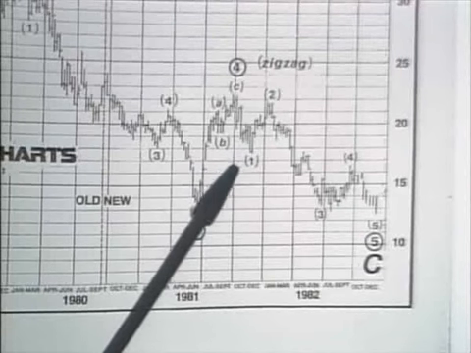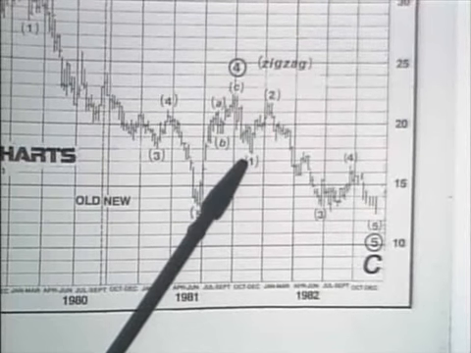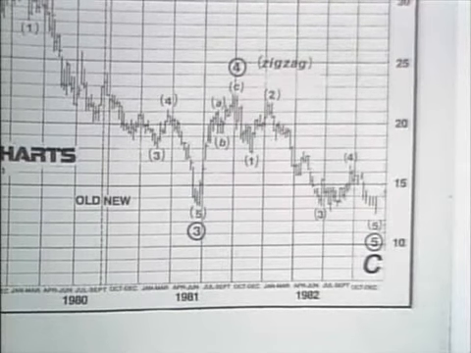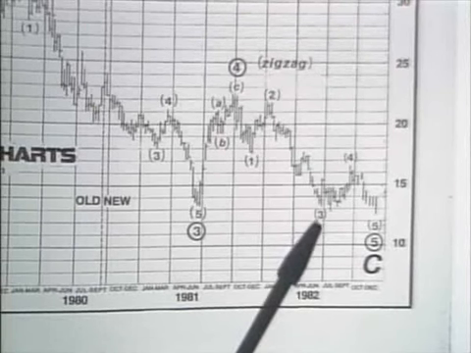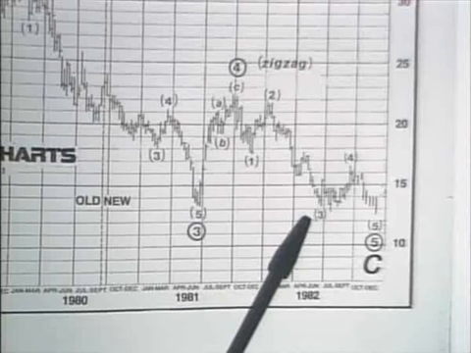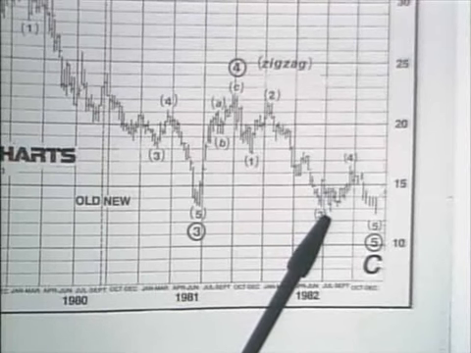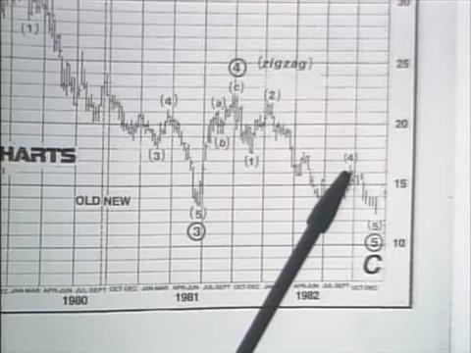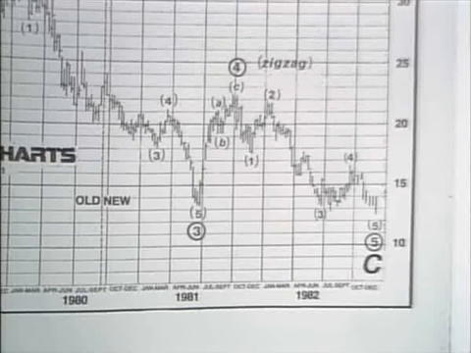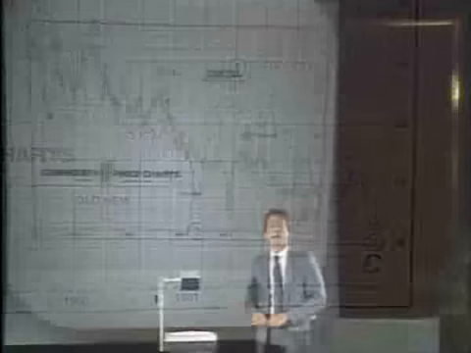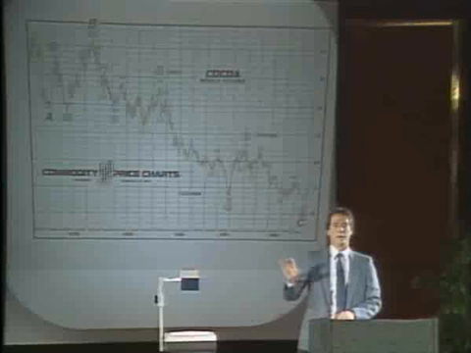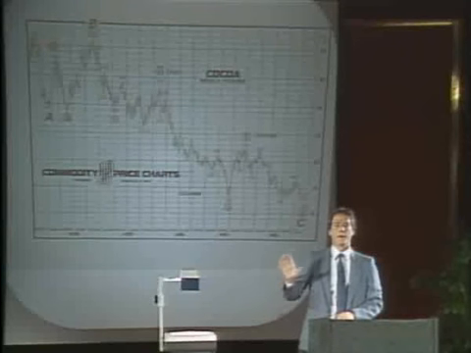This wave 2, by the way, is a sharp correction. There is no new low made within it. How was wave 4 supposed to develop? It was supposed to have a new low and be very complex. Notice it had an A, and this B went to a new low, and then we had a C rally to complete wave 4.